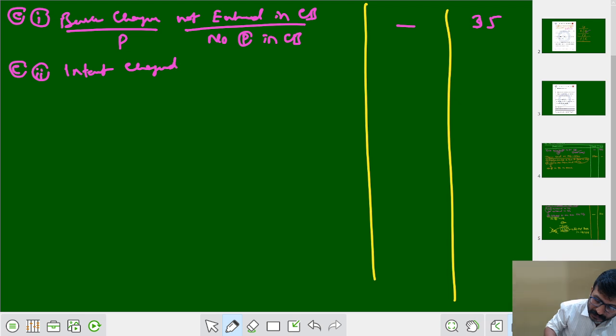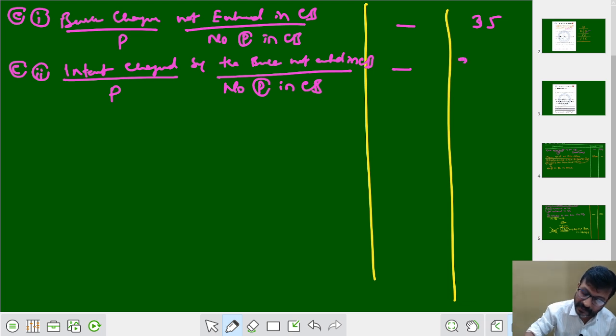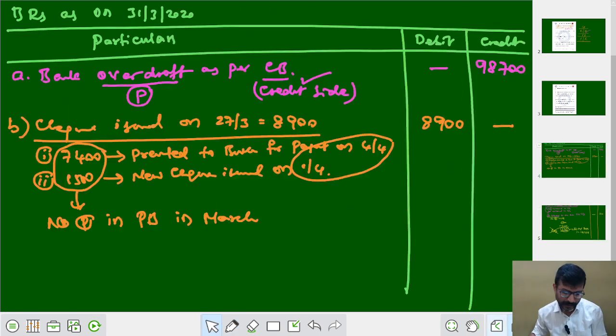interest charged by the bank not entered in where? Cash book. Again, interest charged means payment, not entered in cash book means no payment in cash book. I have to take it on the credit side, that is 2860. If not, you can club both bank charges and interest charged by bank not entered in cash book, because both are payment in passbook not entered in cash book. But for student friendly, I wrote them separately. Okay, shall we move on to the next point, my dear kids?